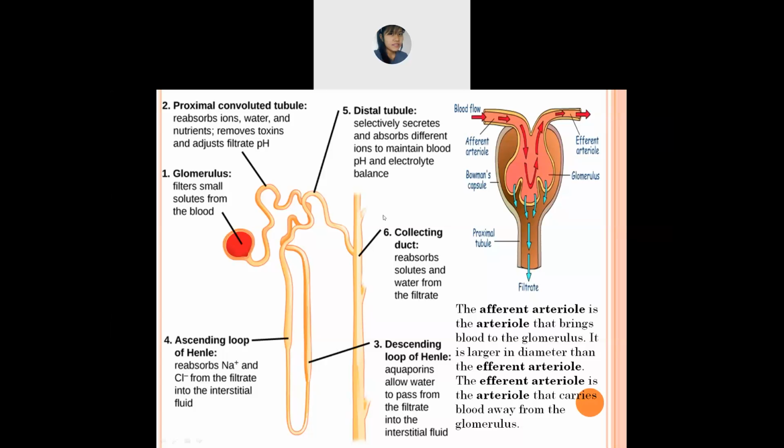They will reabsorb the solutes and water from the filtrate. Whatever unwanted particles they get, they will reabsorb all the solutes and water from the filtrate. And they will drain out all the unwanted particles and it will move to the renal pelvis. Renal pelvis, do you remember?